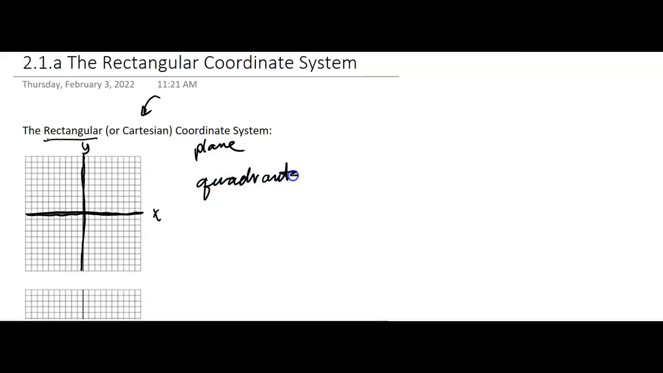I think I have that word on the paper someplace. And this is how the quadrants go. We label them with Roman numerals. This is quadrant 1. This is quadrant 2. This is quadrant 3. And this is quadrant 4. Okay? So sometimes they'll ask what quadrant does this point lie in, or something like that. Right here, where the two axes cross, that is called the origin.